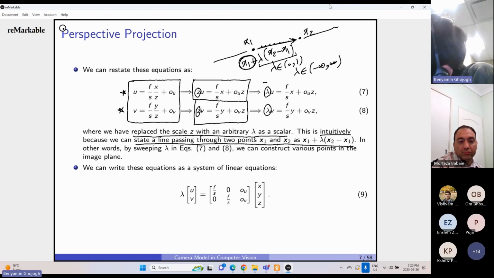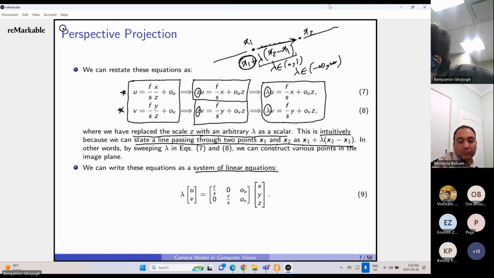Now consider these two equations that we just discussed. We derived that step by step, right? Then I can write it as a system of linear equations. Do you agree that these two equations 7 and 8 are equivalent to equation 9? Let me tell you why.